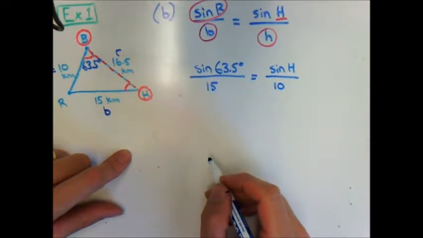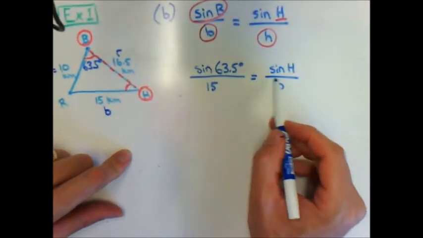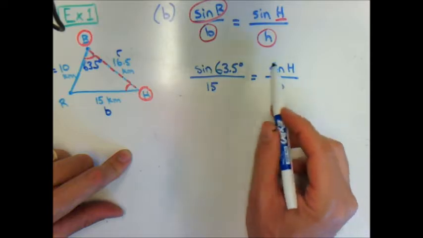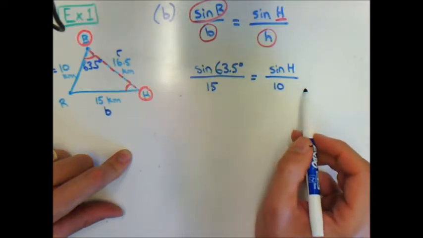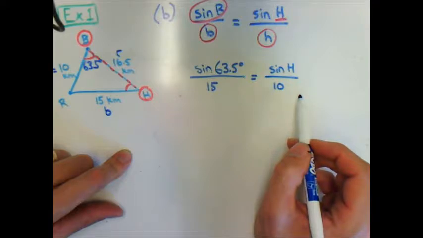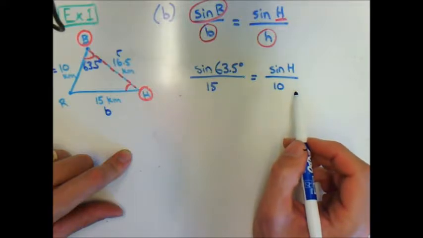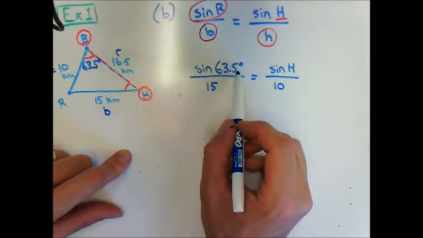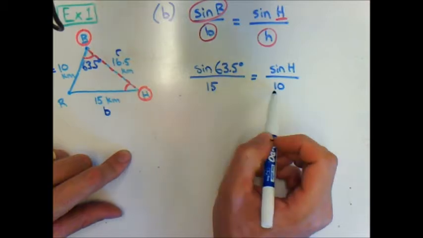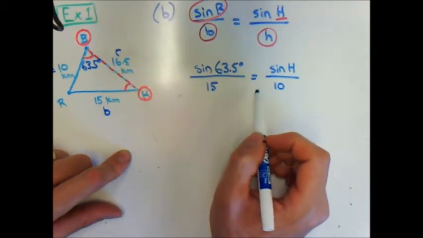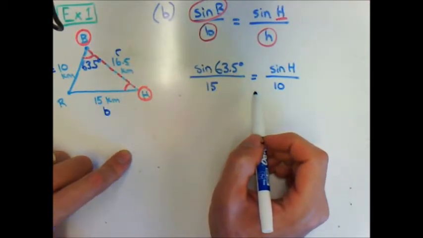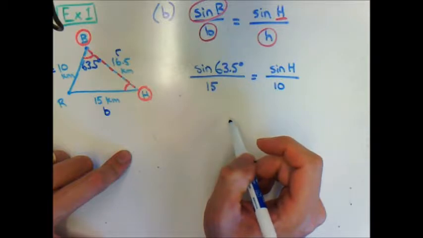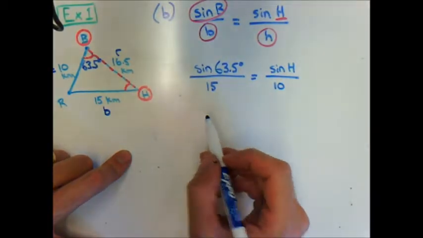We're fairly familiar with how to use the sine law. How am I going to get sine H by itself, Steph? First you have to find out what sine 63.5 is, and then you just divide it, and then times it. Okay, so we could do it step by step. We could definitely go sine of 63.5 divided by 15 and then times by 10. Sometimes what that leads to is rounding in your calculator and on your page and losing some information.